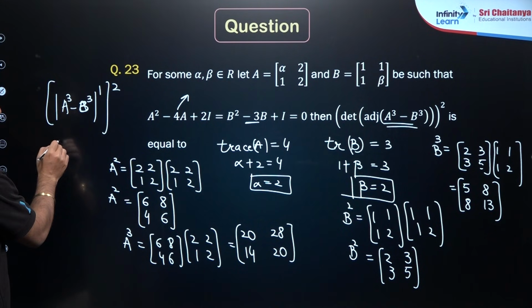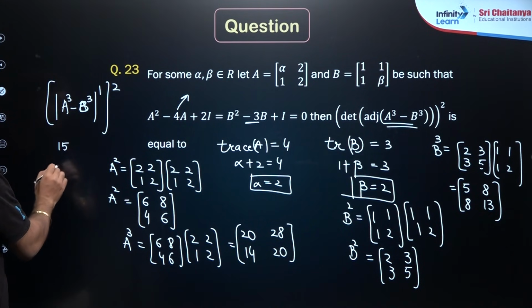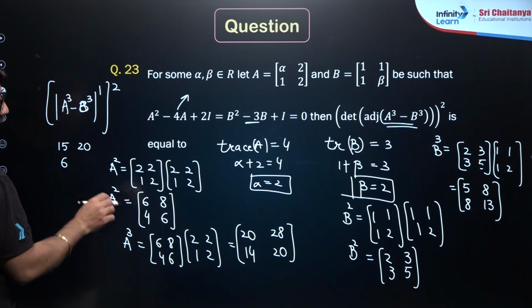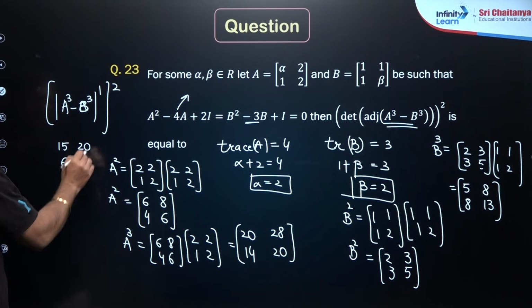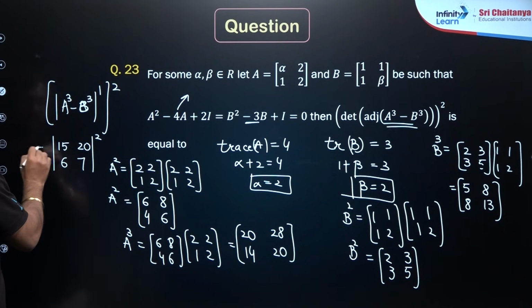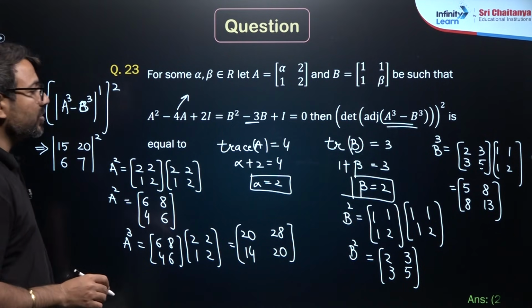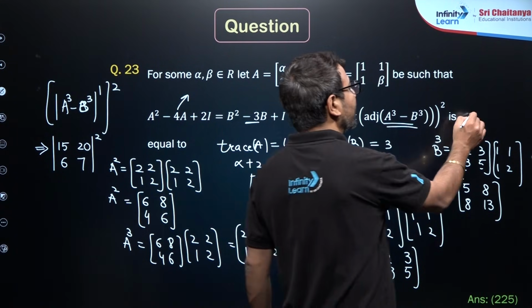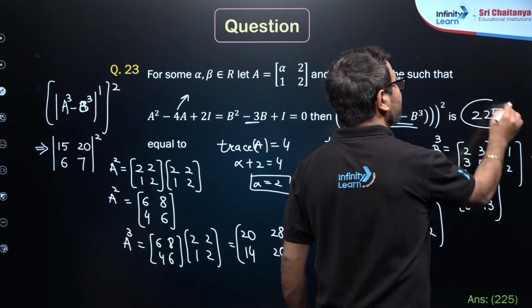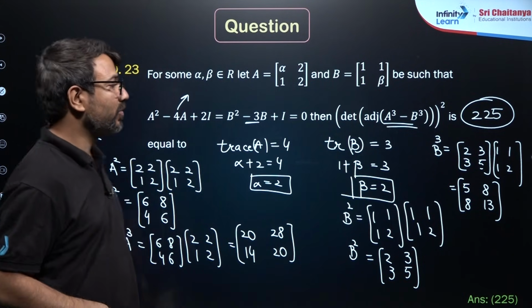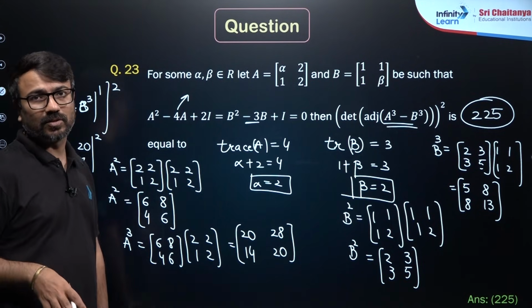Basically it is 20 minus 5, so 15. 28 minus 8 is 20. 14 minus 8 is 6. And then 20 minus 13, so that is 7. So do the determinant value of this expression whole square. So you will be able to get the result 225 because determinant is 15. So 15 square will become 225. I hope you are able to understand this also.